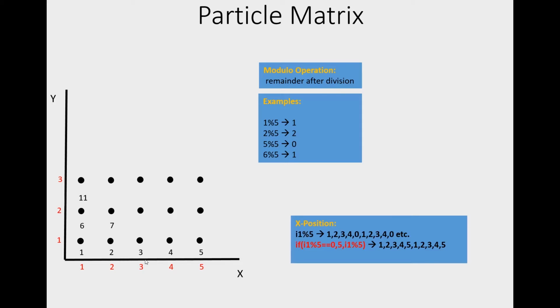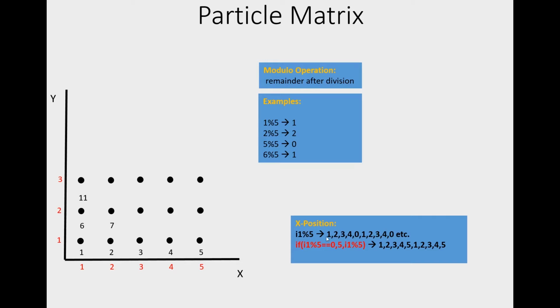So the x position we can then calculate as, well, let's have a look. If we do I1, particle ID, modulo 5, what do we get? Well, for the first particle, we get 1 modulo 5 is 1, and then for 2 it would be 2, 3, 4. And then it jumps to 0, because 5 modulo 5, there's no remainder, it's 0. And then for 6, it goes back to 1, for 7, 2, 3, 4, and then 0 again. So this is almost what we want, but not exactly.